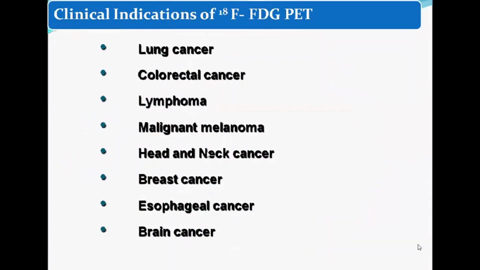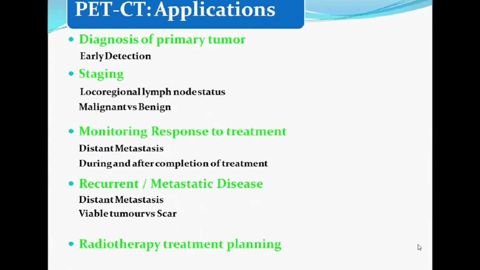We all know that PET-CT has a wide range of roles, widely accepted in all varieties of oncology cases, not only oncology, neurology cases too, and cardiology. These are some important uses: diagnosis of primary tumor, staging, monitoring, recurrence, metabolic disease, and related therapy planning. That is the latest introduction. Very few centers are doing radiotherapy planning, but this is also very promising for us.